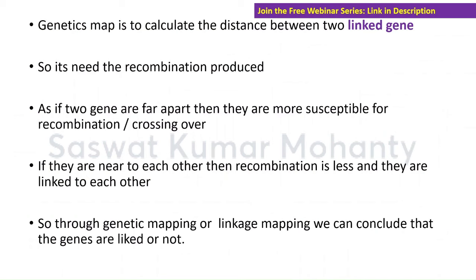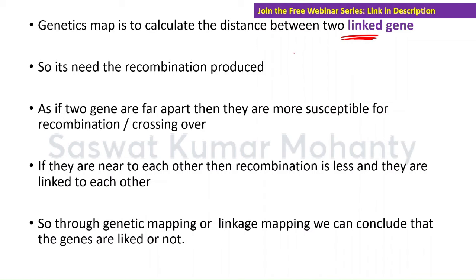So, as I told you, this mapping is calculated between the distance between linked genes. Linked genes means the chance of recombination frequency will be less. It means they are on a particular chromosome, not on different chromosomes. Are you getting it? They will be on a particular chromosome and they should be linked, and that should not be too far away.